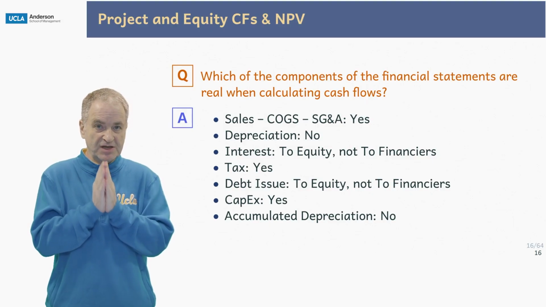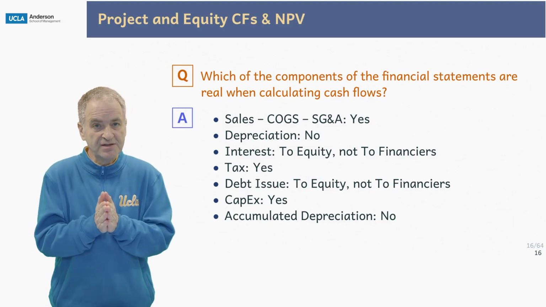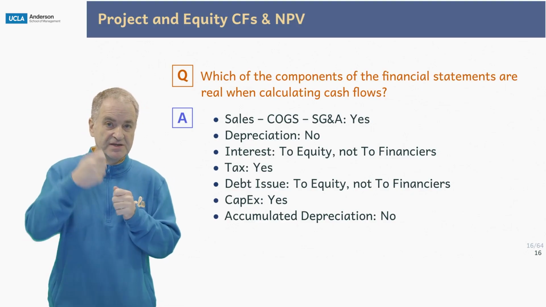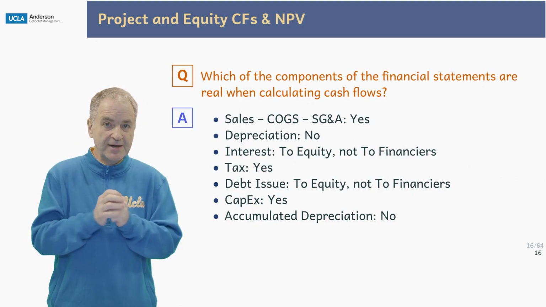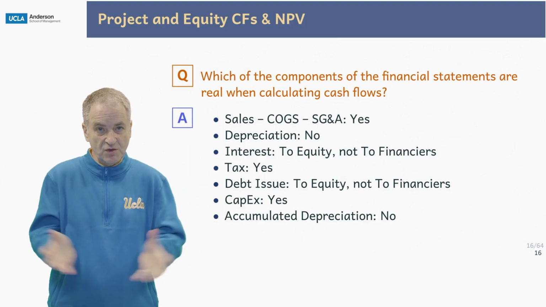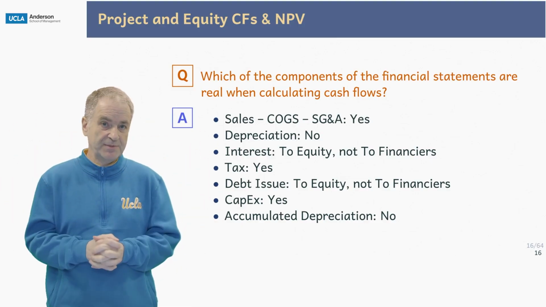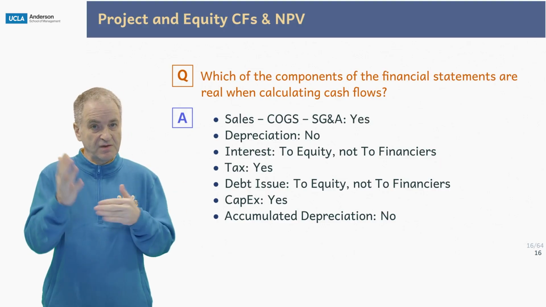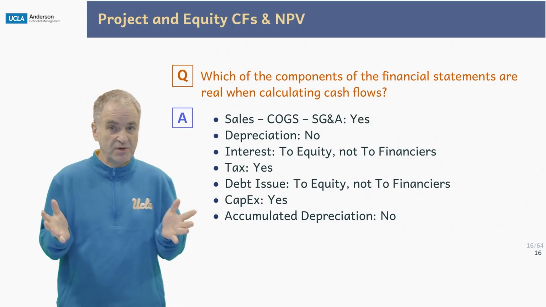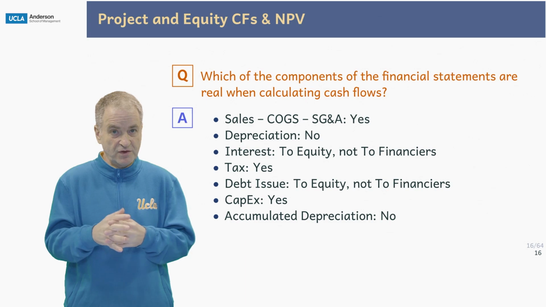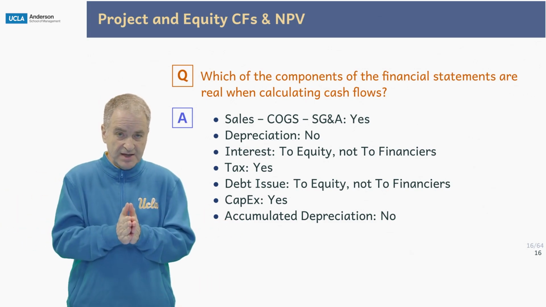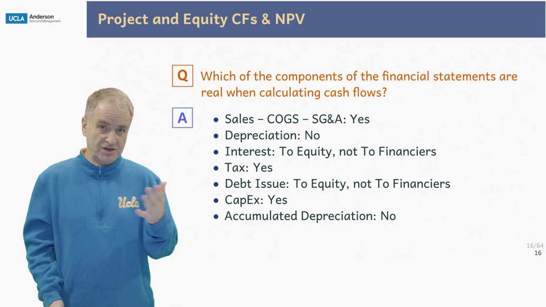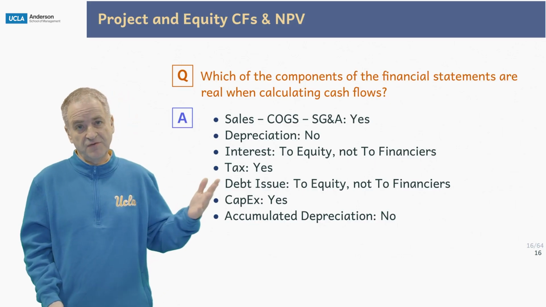Capital expenditure, yes. The interest matters to us as equity because then it's really something that we need to pay back, but not to the financiers in total, not to the people providing capital. The tax is real. The debt issue, together with the interest, comes to equity, not to the financiers overall, because overall they have to provide it. And similarly, the accumulated depreciation is actually just a funny number calculated from another funny number.